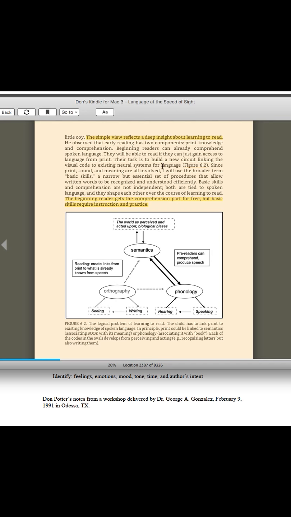I do want to end with a caveat. This is from Mark Seidenberg's Language at the Speed of Light, which I consider a brand new 2017 book on reading, and I consider it the best and really clearest work on reading. It's probably going to end up being one of the top books on reading instruction of the 21st century. And I want you to notice he says something here. The beginning reader gets the comprehension part for free, but basic skills require instruction and practice.